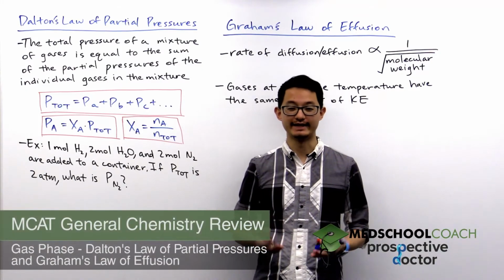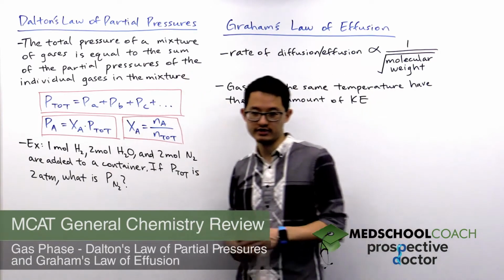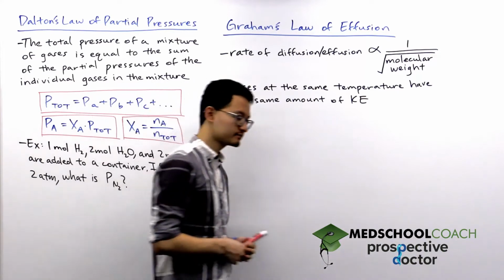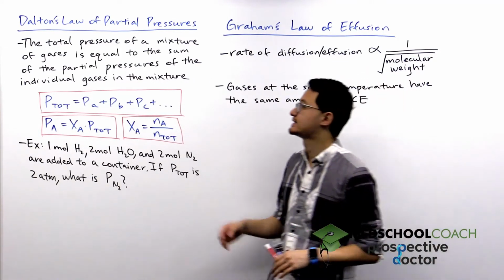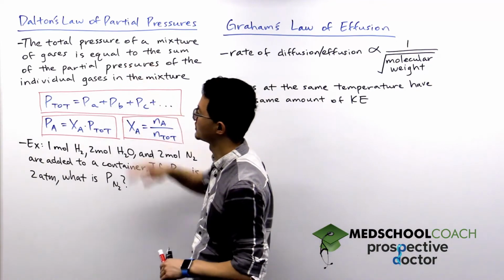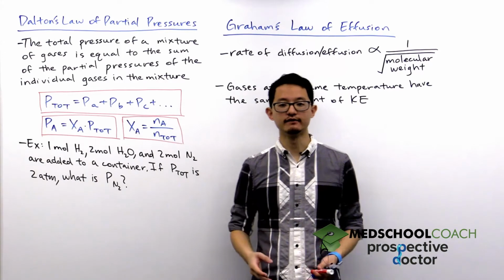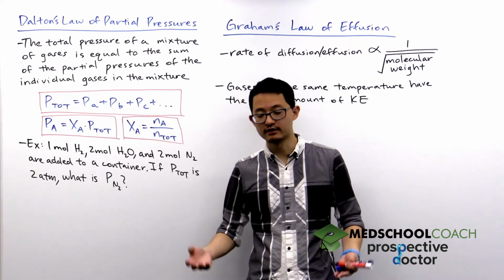In our last video on gases, we're going to discuss Dalton's Law of Partial Pressures as well as Graham's Law of Effusion. So to begin, Dalton's Law of Partial Pressures states that the total pressure of a mixture of gases is equal to the sum of the partial pressures of the individual gases in the mixture. Intuitively, this makes a lot of sense.